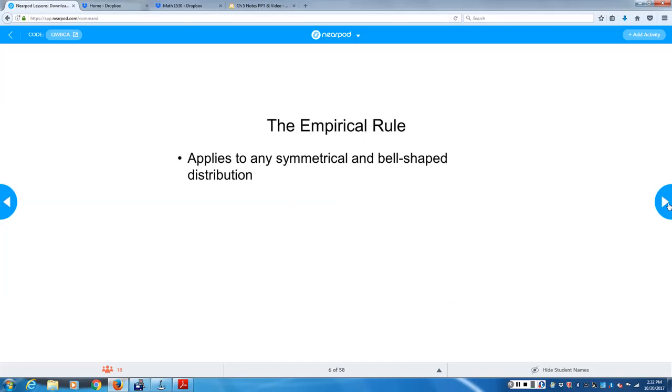The empirical rule applies to any symmetrical and bell-shaped distribution. There is another symmetrical distribution that is not bell-shaped. That other symmetrical distribution is called a uniform distribution, and that distribution is just flat. For example, if you were to draw the probability distribution for rolling a six-sided cube we call a die, since all the probabilities for all the various numbers are the same, 1/6, then its graph would just be flat across the top. And that would be called a uniform distribution.